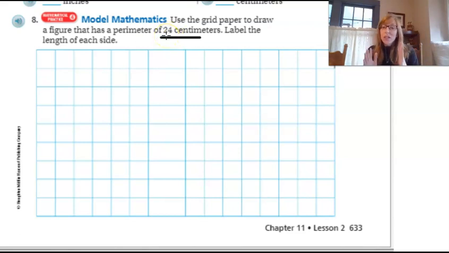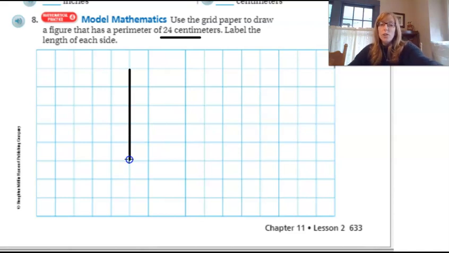So the first thing I think to myself is, okay, 24 divided into 4, because I am going to make a figure that has a perimeter. I know perimeter is the distance around, so I'm going to divide it into 4 sides. 24 divided by 4 is going to give me 6. So 6 times 4 is 24. So I'm going to do something that has an edge of 6.